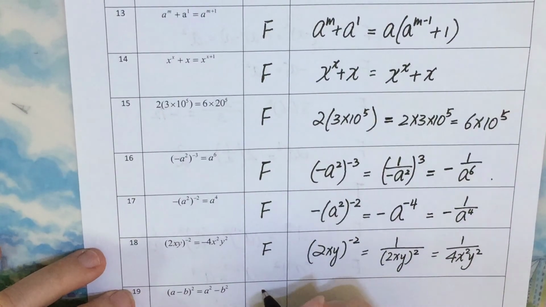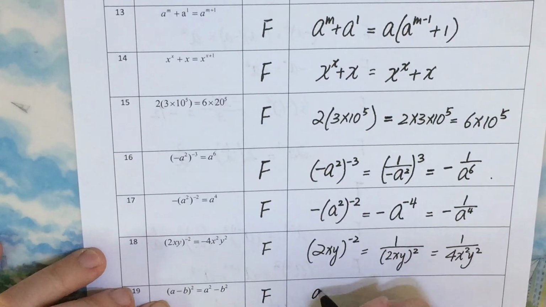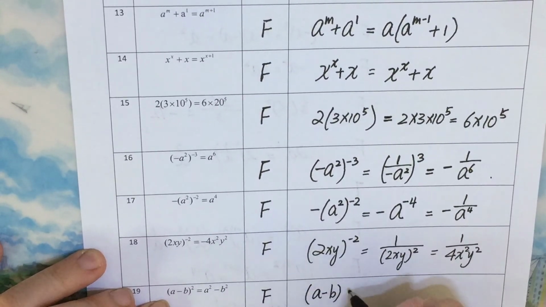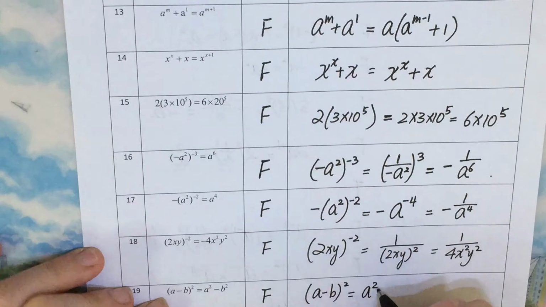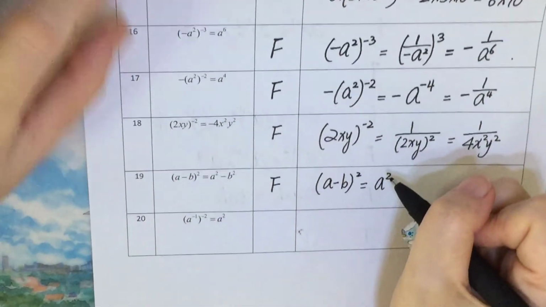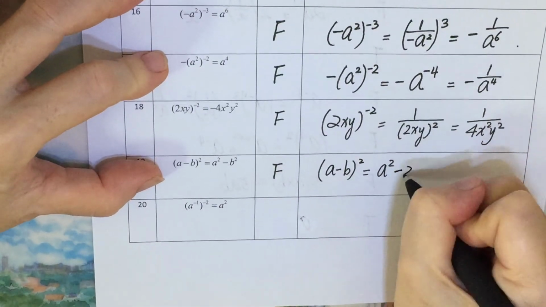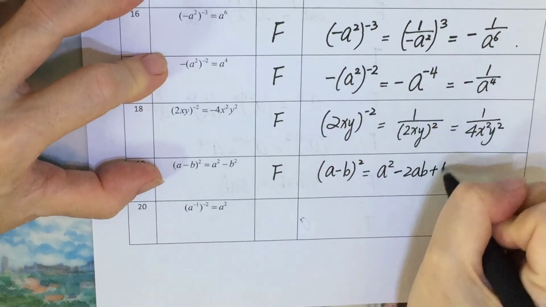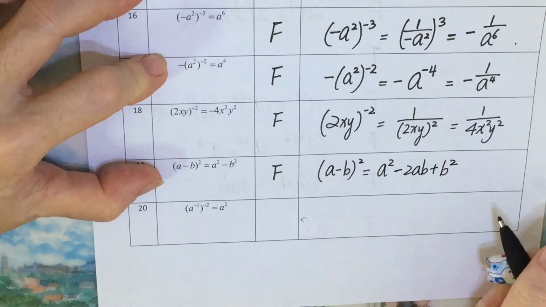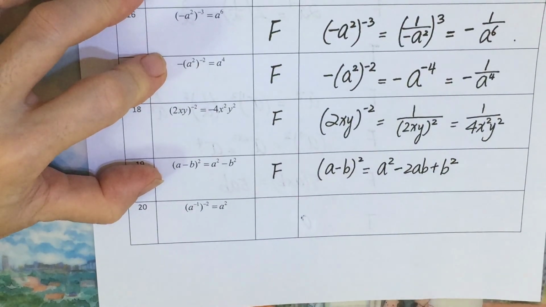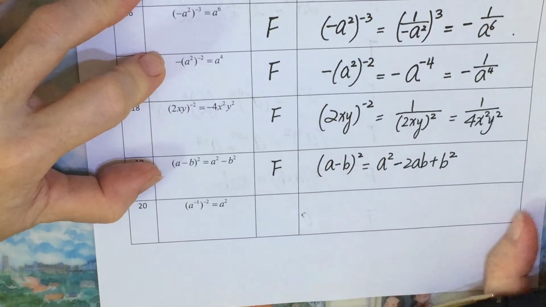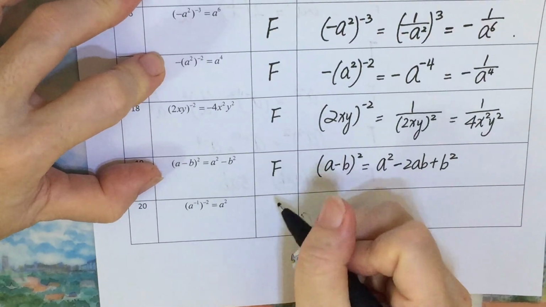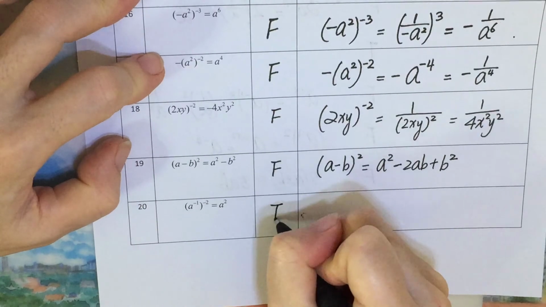Okay, next one. It is a false statement because a minus b squared is a squared minus 2ab plus b squared, which is different from the answer given in the question. Okay, then the last question is actually a true statement.